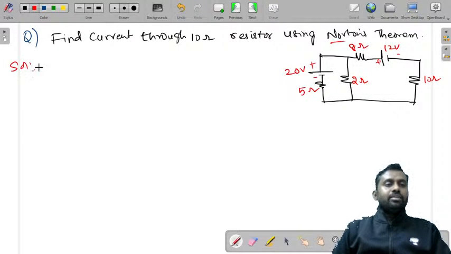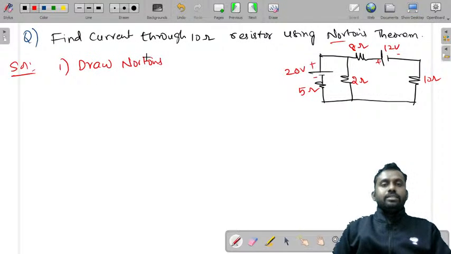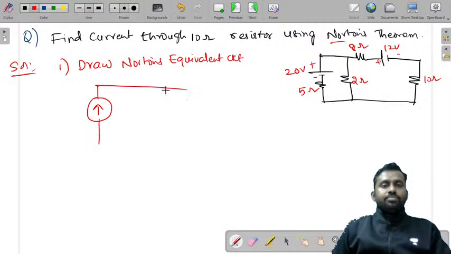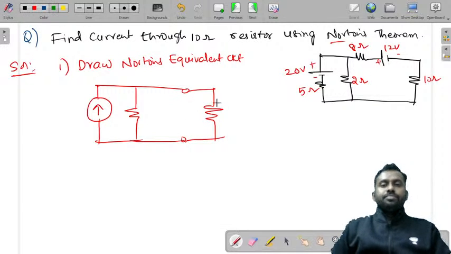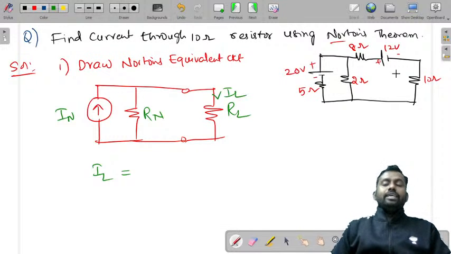So the solution: first step is draw Norton's equivalent circuit. The Norton's equivalent circuit is, you have a current source in parallel with a resistance connected to a load RL, with RN and IN. And what is the value of load current IL? You can also directly find the load current using KVL or KCL equations.